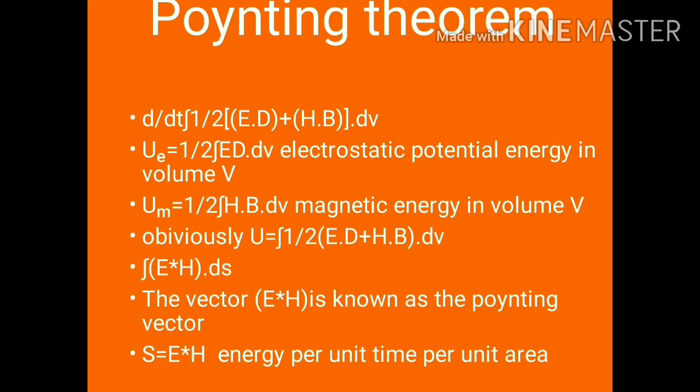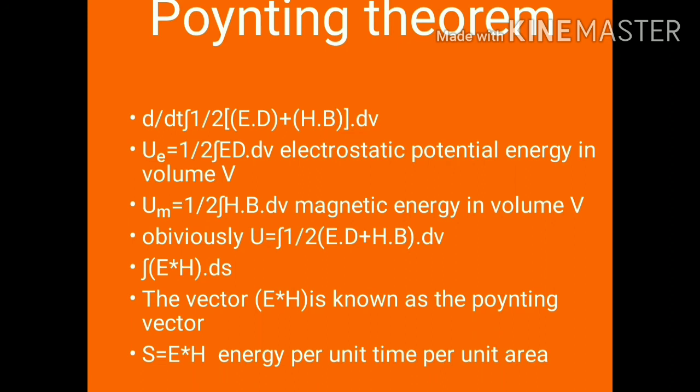Poynting theorem: d by dt of the integral of 1 by 2 within brackets E dot D plus H dot B into dv. U suffix e equals 1 by 2 integral of E dot D dv, the electrostatic potential energy in volume v. U suffix m equals 1 by 2 integral of H dot B dv, the magnetic energy in volume v. Obviously U equals 1 by 2 integral of E dot D plus H dot B into dv, plus the integral of E cross H into ds.